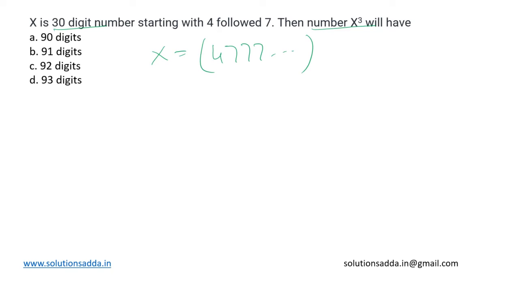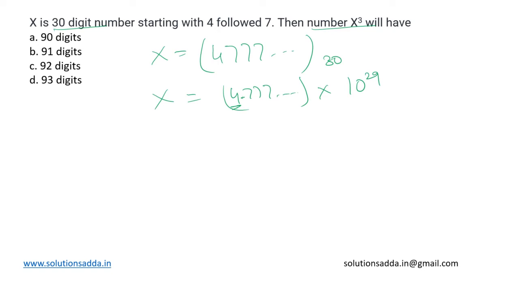This number x can be written as 4.77 and so on, into 10 to the power. Now it originally had 30 digits, and out of that I have left just one before the decimal point, so 29 will go in the power. This is how you can write x in the precision format.